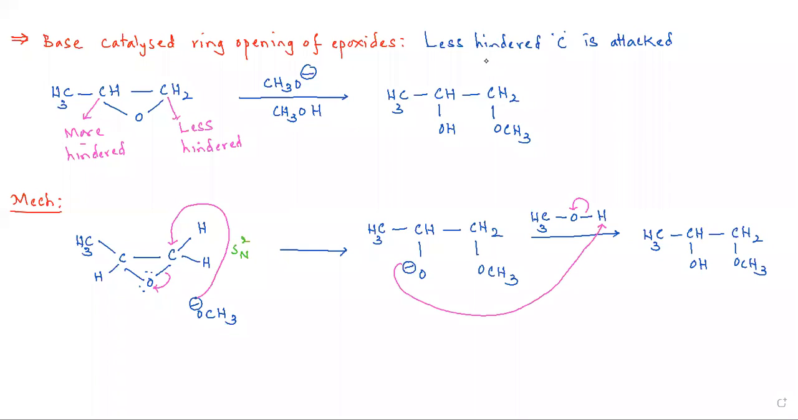See here the attack is SN2, so therefore the one that is less hindered is attacked. So very important. In the previous case, the attack was on more hindered carbon because it proceeded via a more stable carbocation. In this case, it is on the less hindered carbon because here the attack is by SN2 mechanism. Next, here of course it is methoxide.